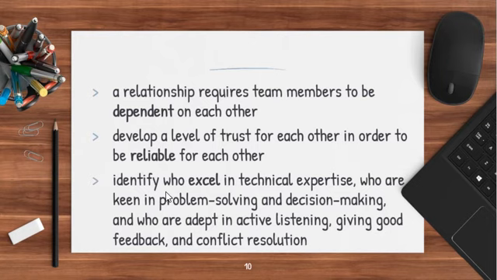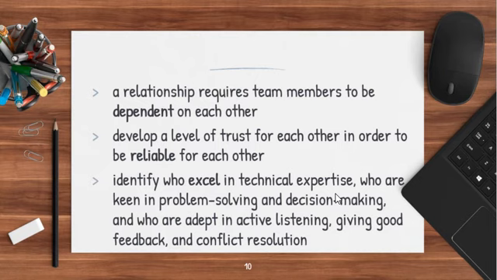The third here is to identify who excel in technical expertise, who are keen in problem solving and decision making, and who are adept in active listening, giving good feedback, and conflict resolution. Sometimes in a team, all the members or most of the members would like to become the boss, would like to become the head. But there are really some people who are fit for the job. Remember, we have our own roles to play. And if we all become bosses in a team or become the leaders of the team, then who would be doing the other tasks?